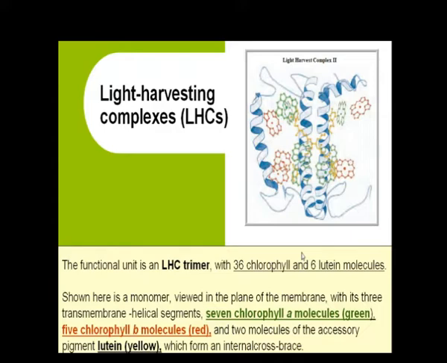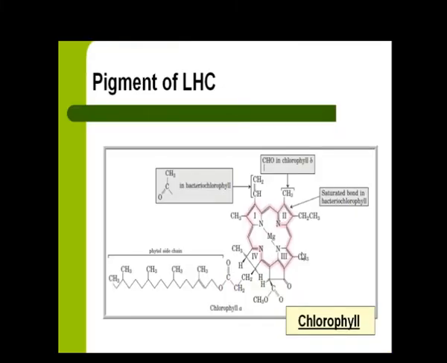Okay, so 12 chlorophyll molecules and 2 xanthophyll molecules in one light harvesting complex. That is what is written down. 3 transmembrane helical segments, 7 chlorophyll A molecules, 5 chlorophyll B. 7 plus 5, 12. So we have 12 chlorophyll molecules and 2 molecules of accessory pigment, the lutein. Okay. So if it's a trimer, you multiply it by 3. So you get 36 and 6. The pigment of light harvesting complex.